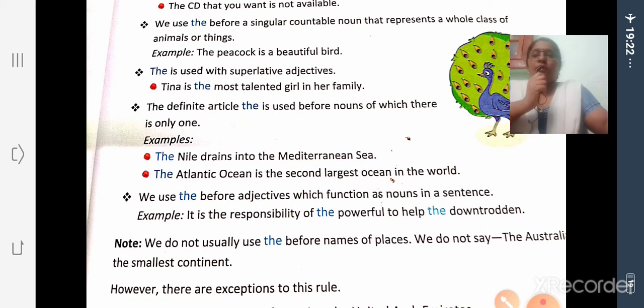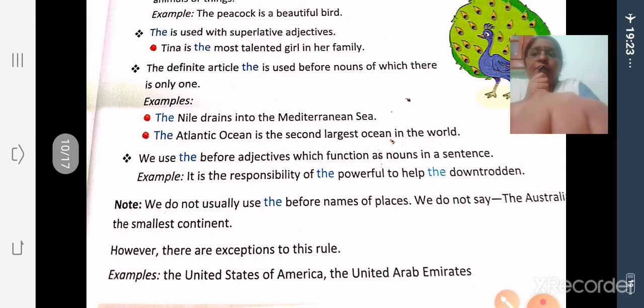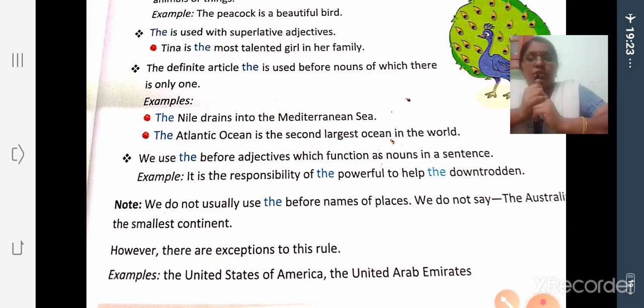Then the is used before oceans, seas, rivers, mountain ranges, etc. Okay, the Himalayas, the Bay of Bengal, the Yamuna, the Kaveri, etc. Then the is used before famous buildings: the Red Fort, the India Gate, the Taj Mahal, etc. Then, we do not use the before names of places. Proper nouns ന്റെ മുന്നിൽ നമ്മൾ the ചേർക്കാറില്ല.